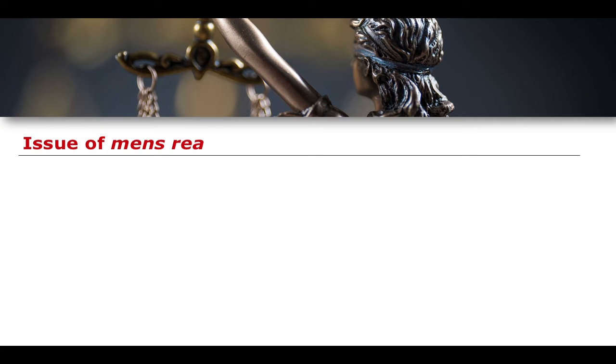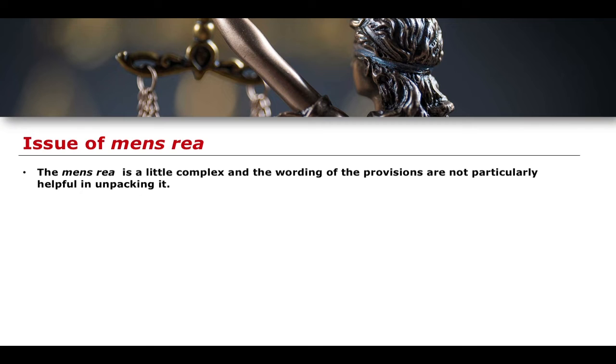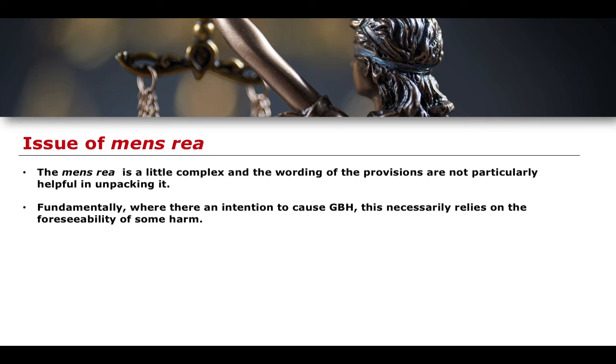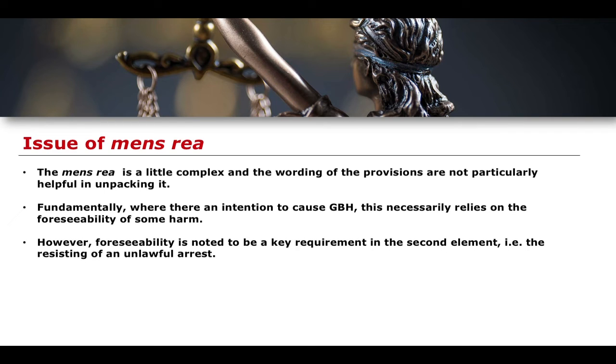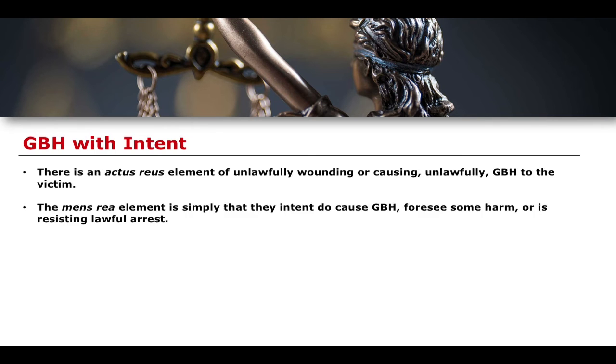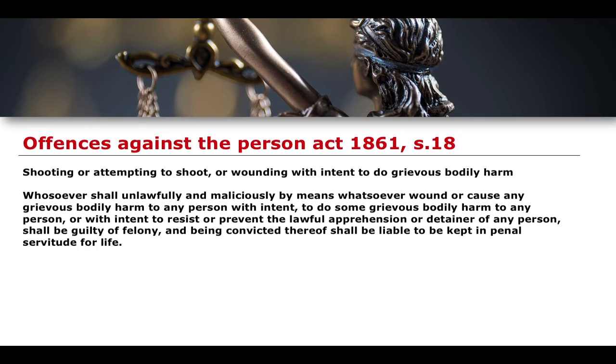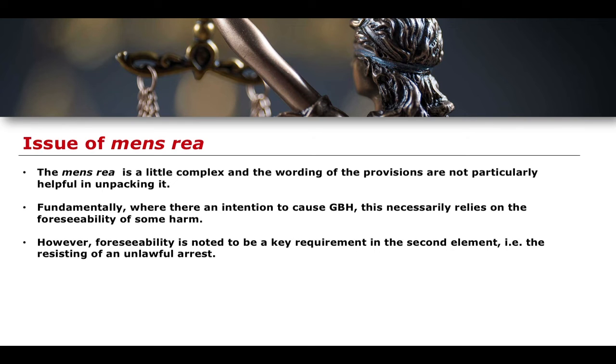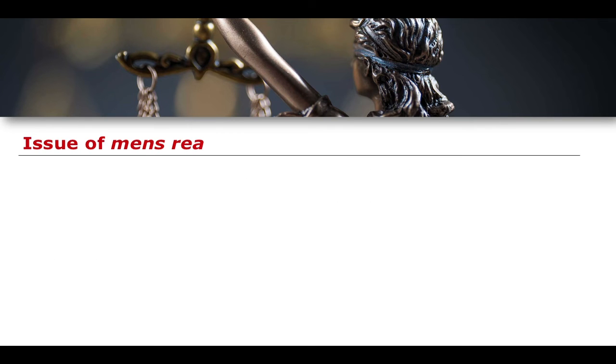So the issue that we have, really, is the issue with mens rea, because it's a little bit complex in terms of the wording, and the provisions aren't particularly helpful in unpacking this wording. Fundamentally, where there is an intention to cause GBH, this necessarily relies on the foreseeability of harm. Necessarily, okay? However, foreseeability is noted to be a key requirement in the second element, i.e. the resisting of an unlawful arrest. If we go back here, we see here that to do some grievous bodily harm to any person, or with intent to resist or prevent unlawful apprehension or detainer of any person. Then it goes on to the rest of the provisions. So this is a key requirement there. And it is quite interesting that this is a little element that is situated in this particular piece of legislation. But that's fundamentally the beginnings and ends of GBH with intent.